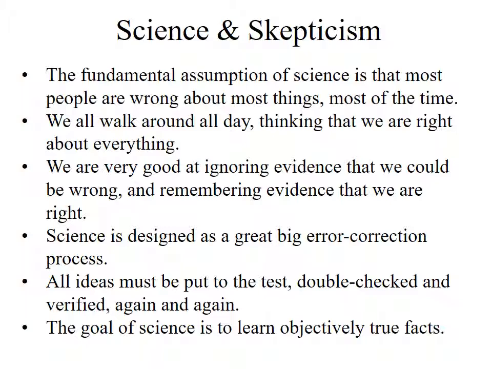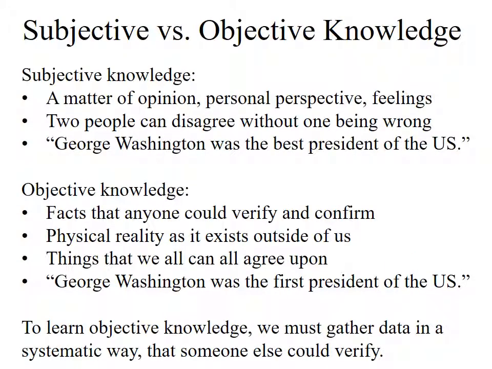So as a result, the whole scientific process has been created as this great big giant error correction process. Scientists double check, cross check each other. Anytime any scientific paper is published, it must go through a series of referees, critics who anonymously criticize and try to poke holes in this. Everything has to be double checked, verified. So, the goal behind all of this is to learn objectively true facts about our universe. So, we should talk about that.